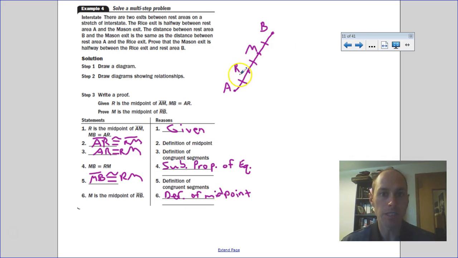And then since MB was the same as AR, I can substitute MB in its place. Since MB is the same as AR, I can take AR out of here and put MB in its place. So that's the substitution property of equality. And since MB equals RM, we can say that these two are congruent by definition of congruent segments. And then since they are congruent and M is between them, that's the definition of a midpoint: M is the midpoint of segment RB.